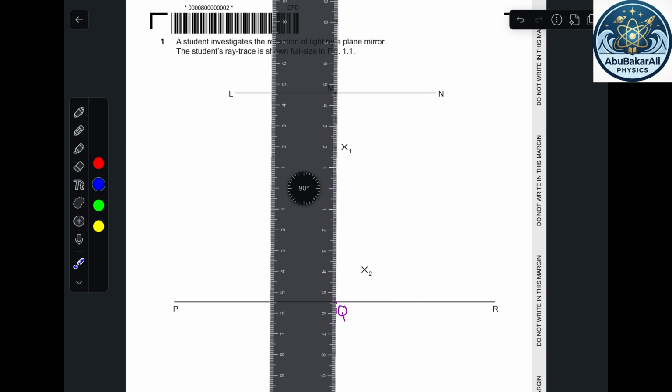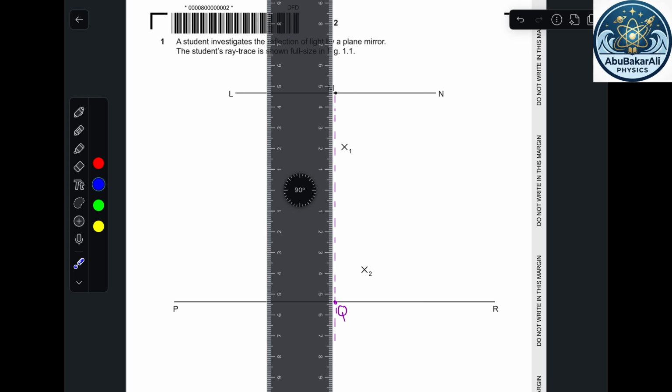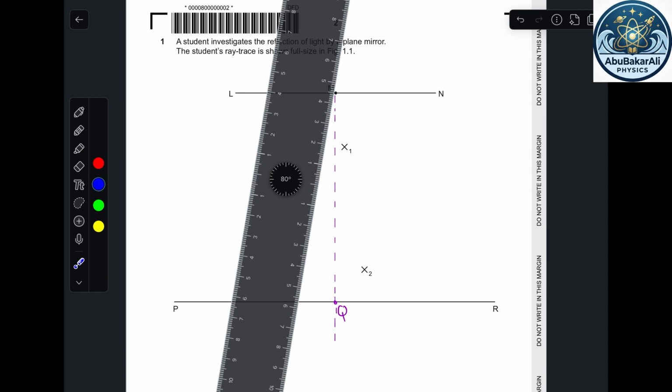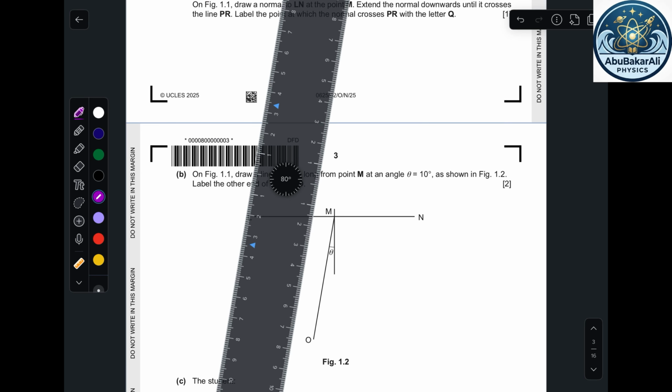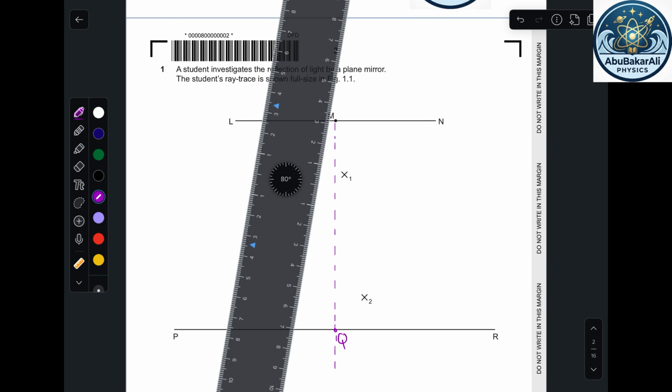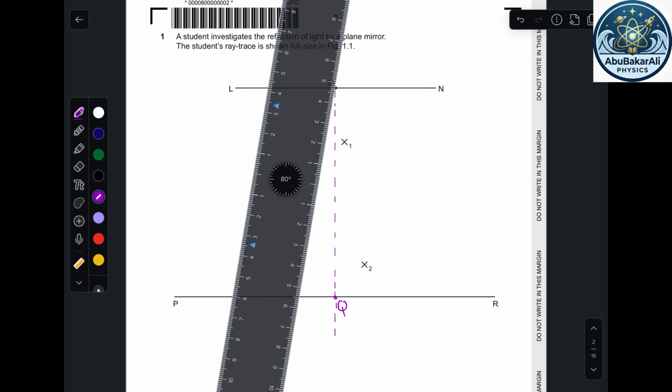I'm using a digital protector. The angle is shown at the center of my scale. You can use a protector and measure it. So 10 degree will be at this point, so I have to draw it 14 centimeter, right? Let me confirm what they have said. Yes, it should be 14 centimeter.